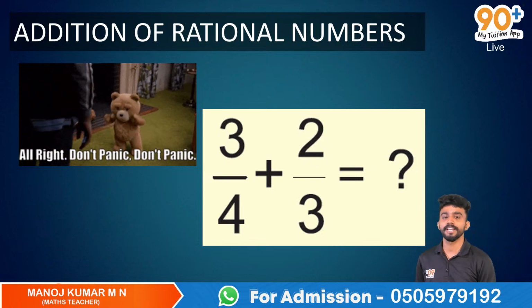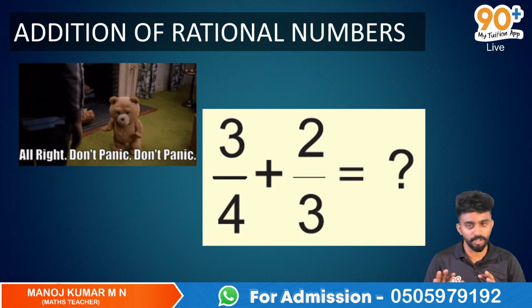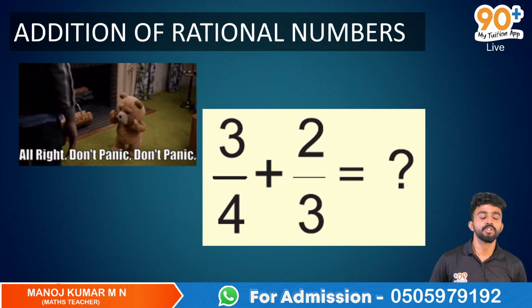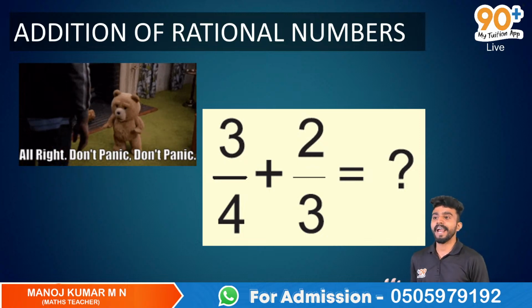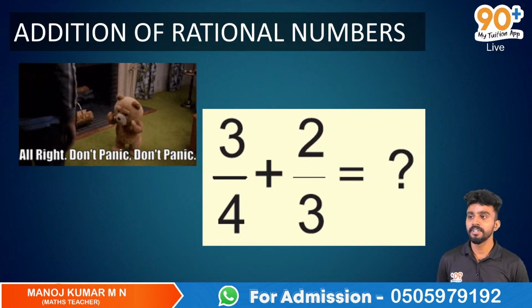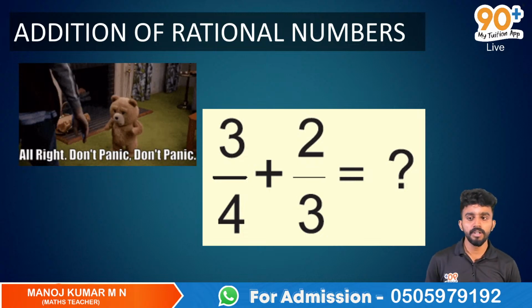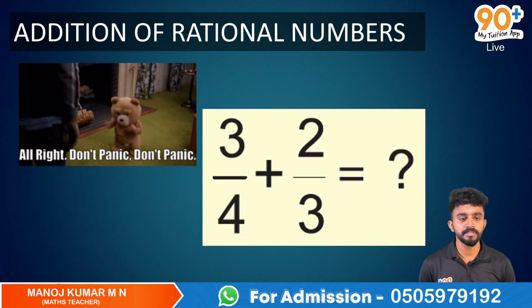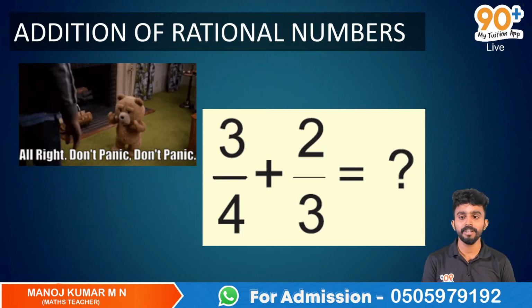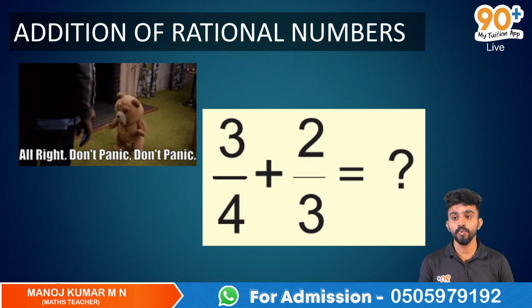So now I am considering addition of rational numbers. Alright, don't panic. Relax. So how will we add two rational numbers? In such cases, what will we do? We have 3 by 4 plus 2 by 3. How will we add these two fractions? What will we do in this case? 3 by 4 plus 2 by 3. What will we do?